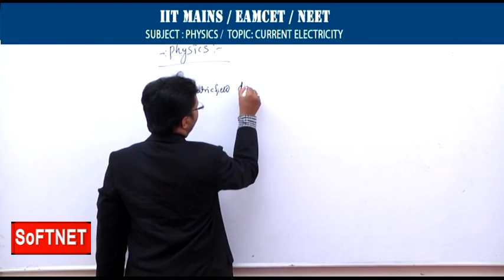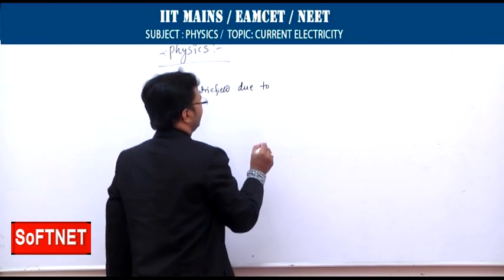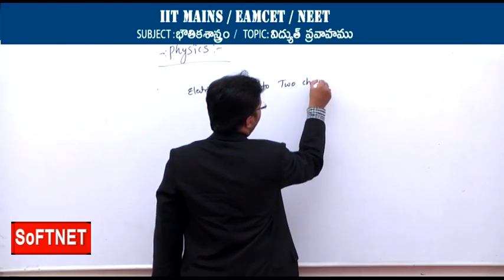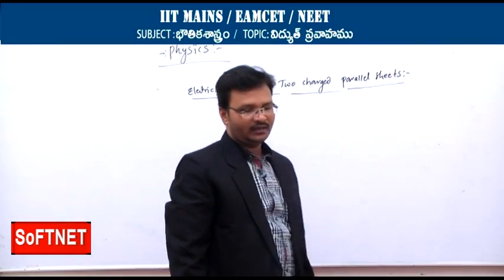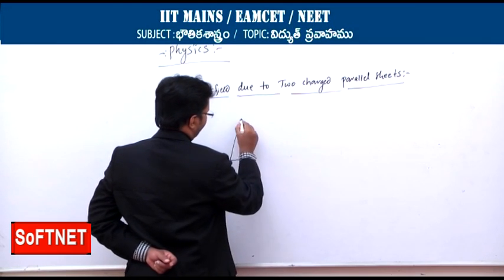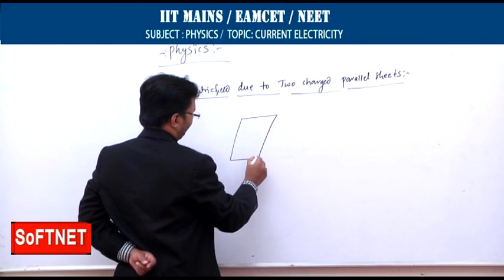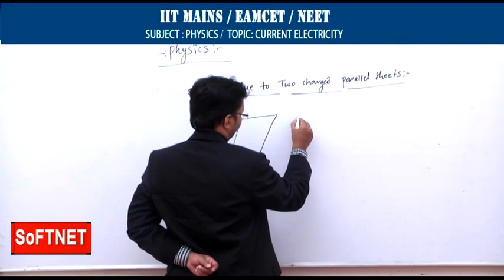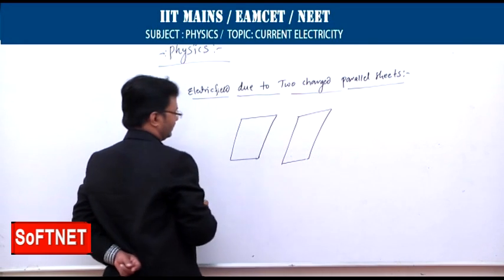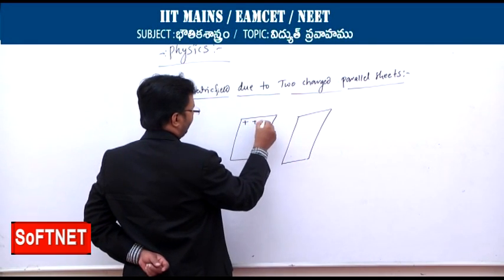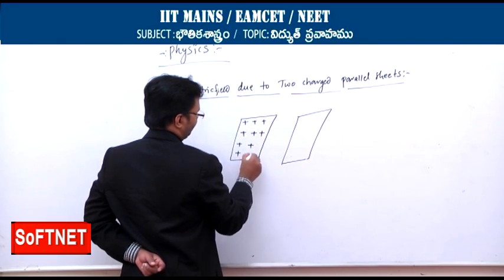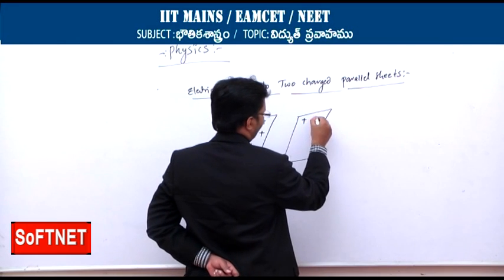Electric field due to two charged parallel sheets. Consider two parallel sheets. This is one parallel sheet and this is another sheet. These two are parallel to each other, and charges are there.